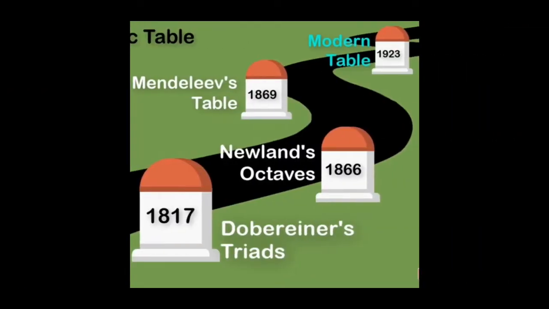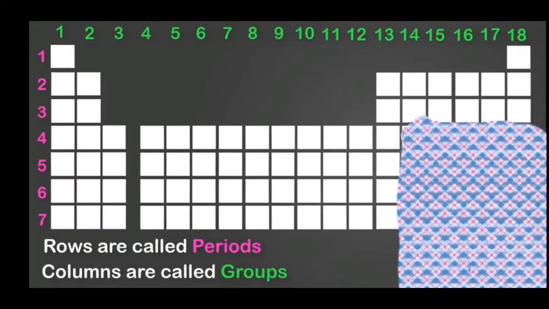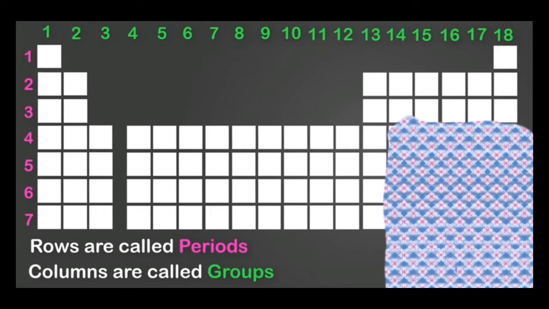So far, we have discussed the history of the periodic table. Now, we are going to learn in detail about the modern periodic table. The periodic table has 7 rows, and rows are called periods, and it has 18 columns, and columns are called groups.